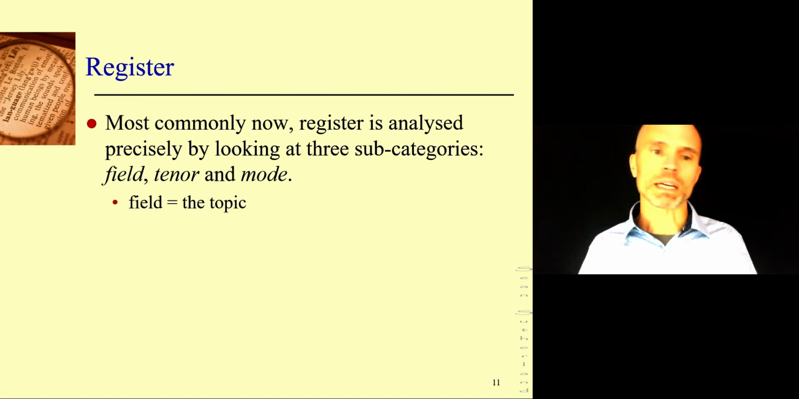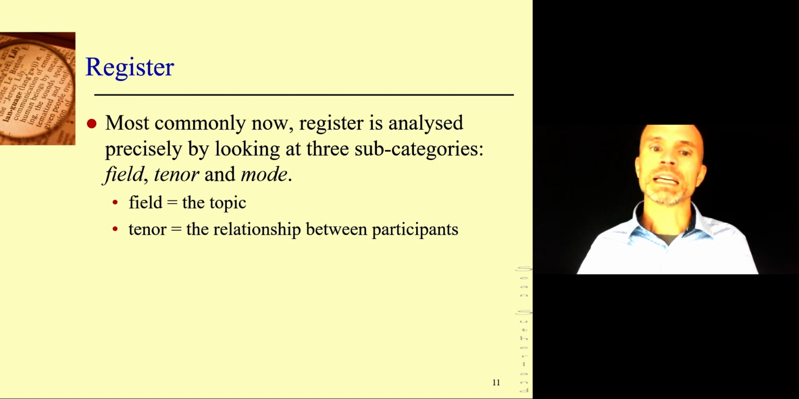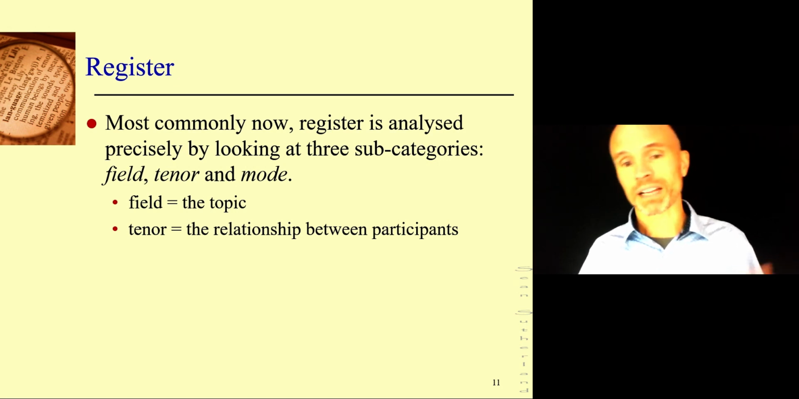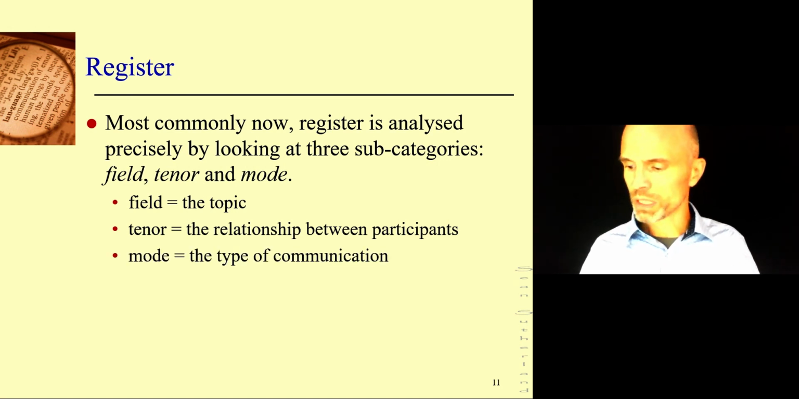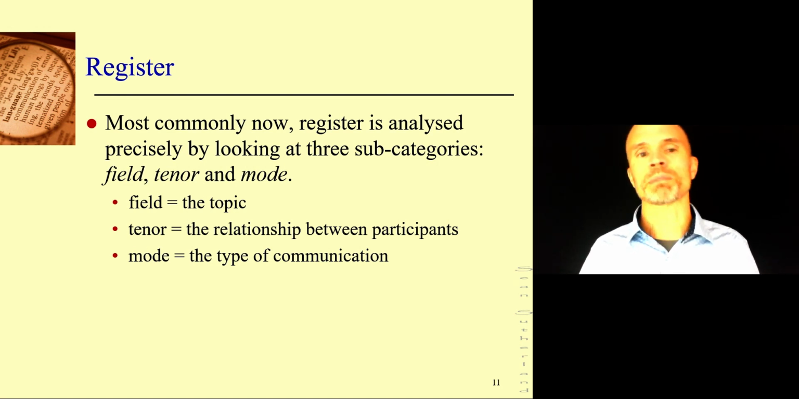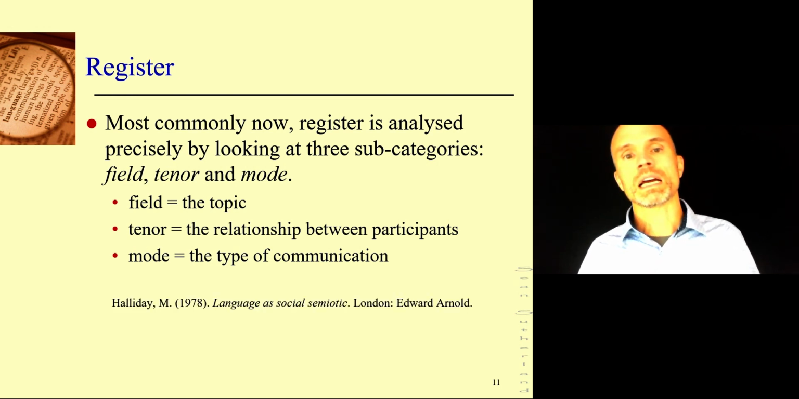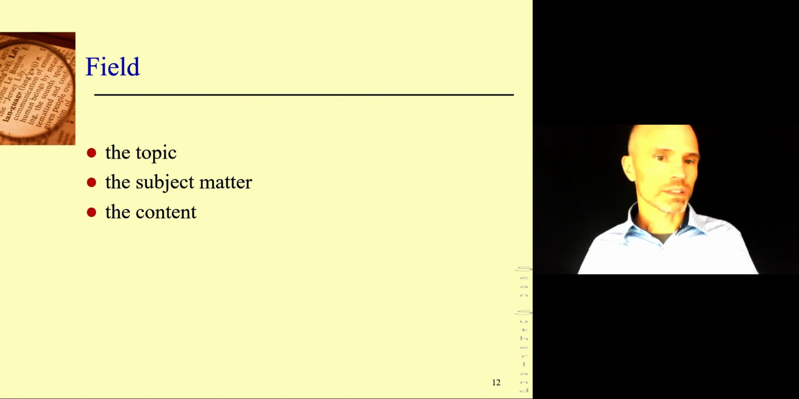Generally, field is the topic and purpose of the language event. Tenor is the relationship between participants, and how does the language tell us about that, and how does the relationship affect the language? And mode is the type of communication. Here, mode, like mode of transportation. Are you taking a bus or a plane or a car? Mode of communication is the type of communication. There's the reference there.